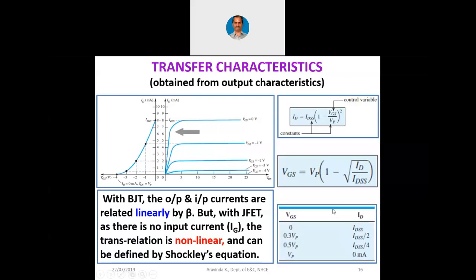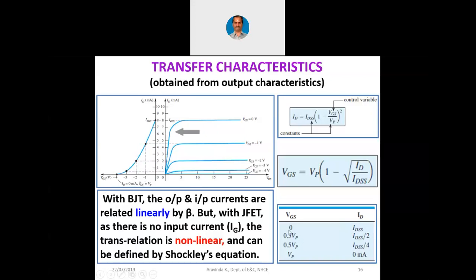So, I am going to show you this now. When VGS is 0, ID is IDSS. When VGS is VP, ID is 0. Whereas, when VGS is 0.3 VP, ID is IDSS by 2. When VGS is 0.5 VP, ID is IDSS by 4. This is what I told you now. Which means when VGS is minus 2 volts, ID is 2 milliampere.